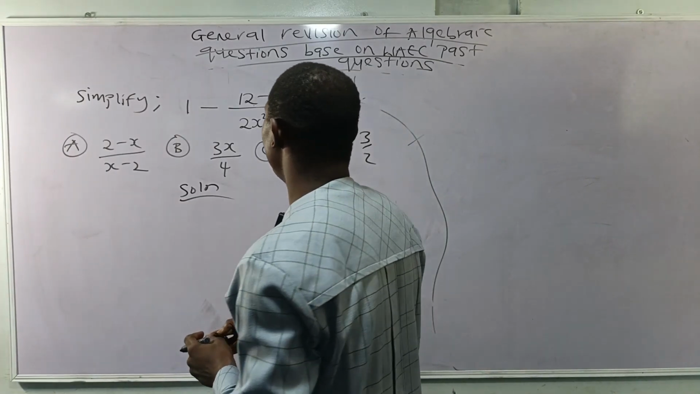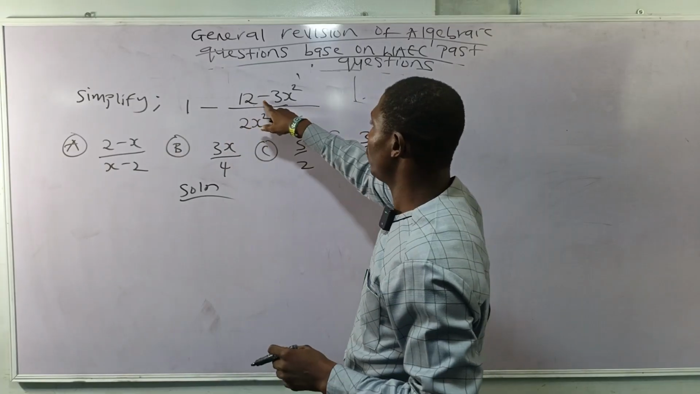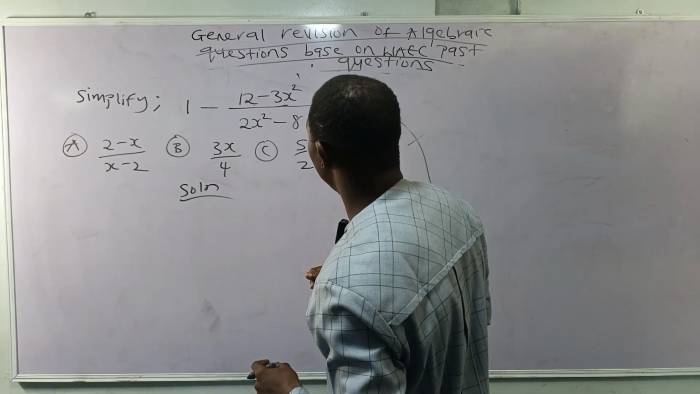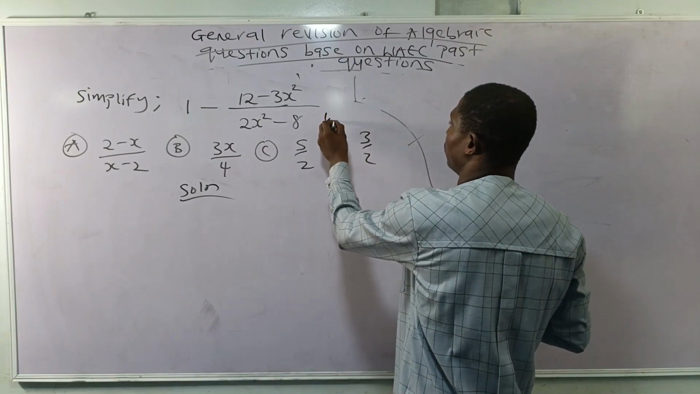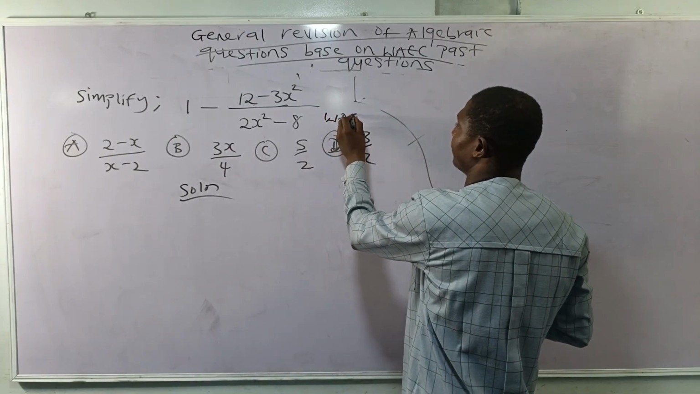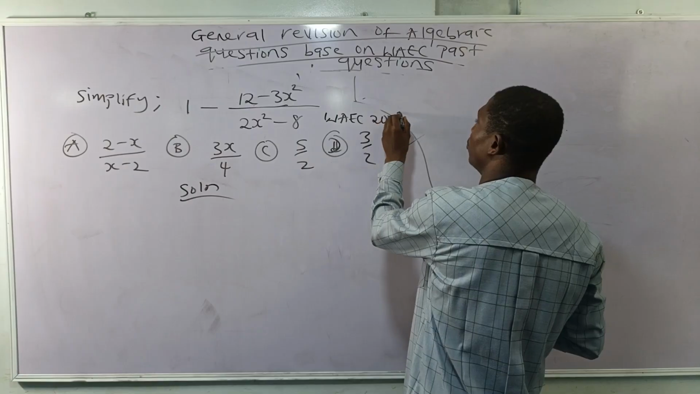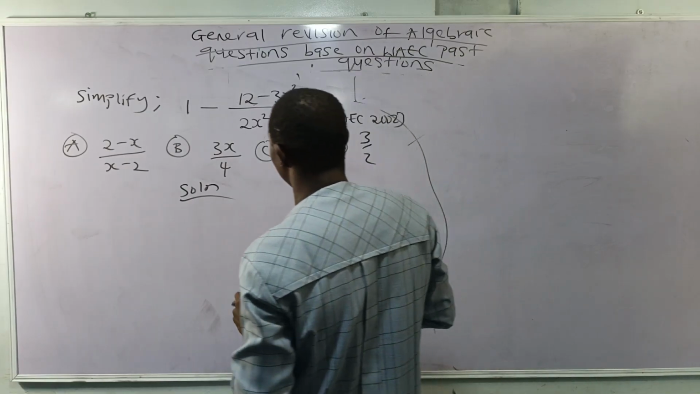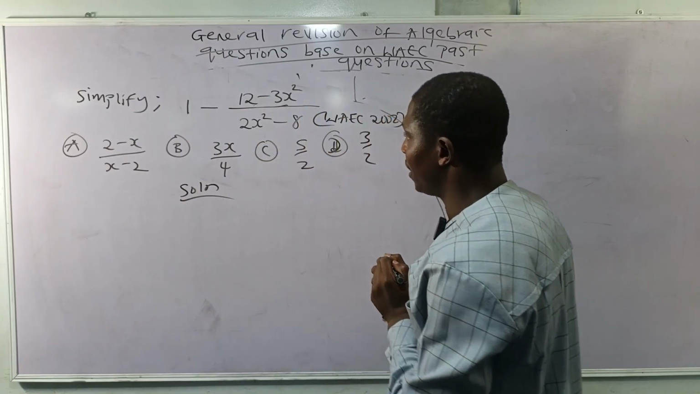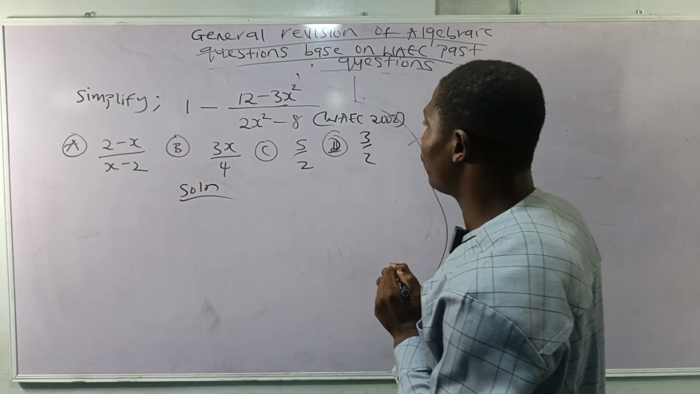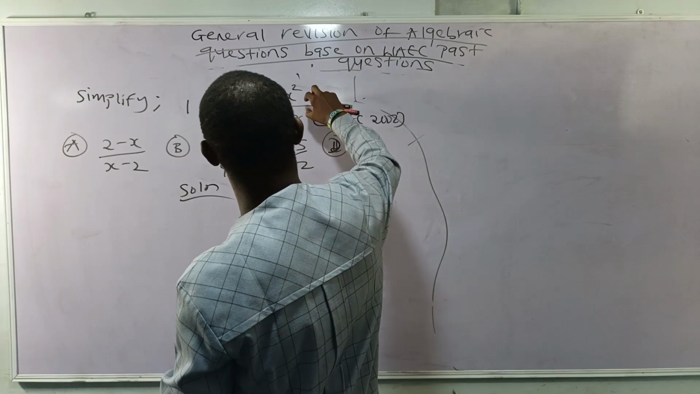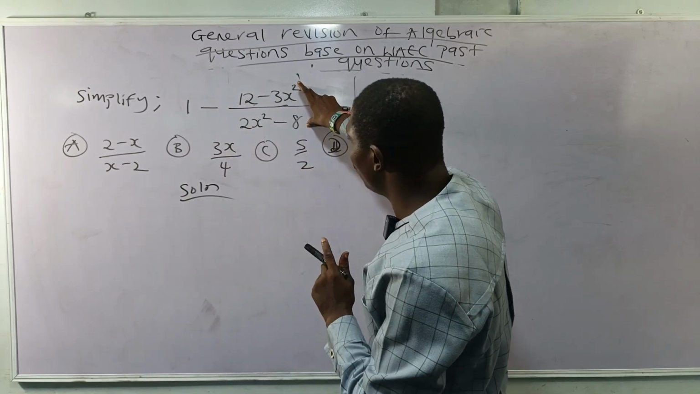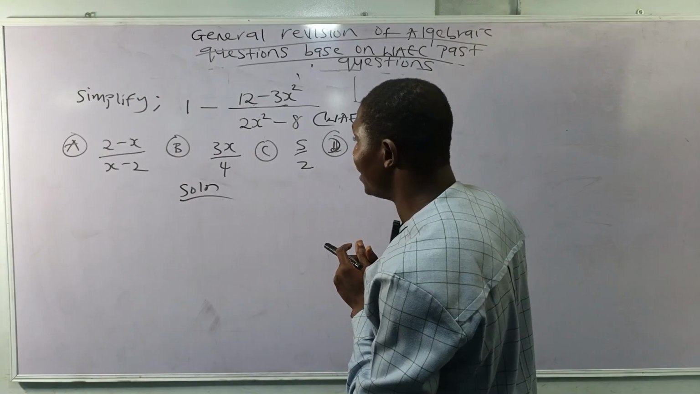We have simplified 1 minus (12 minus 3x squared) all over (2x squared minus 8). How do we do this? This is also a WAEC question, 2002, so you can verify if you choose to. How do we do this? First, BODMAS says brackets before of, before division. So division comes before subtraction. So we have to resolve this to give just a single value for it to be easy for us.